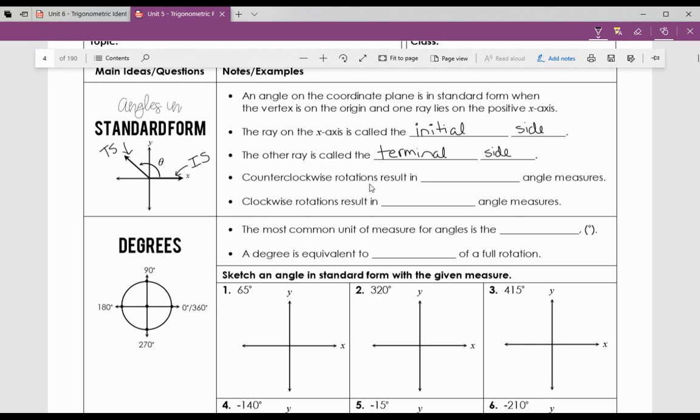So counterclockwise rotations result in positive angle measures. So this is counterclockwise. Don't most clocks, if this is 12, then that's 3? Most clocks rotate this way. So we're going from 3 back to 12, so that's counterclockwise. And then clockwise rotations result in negative angle measures.